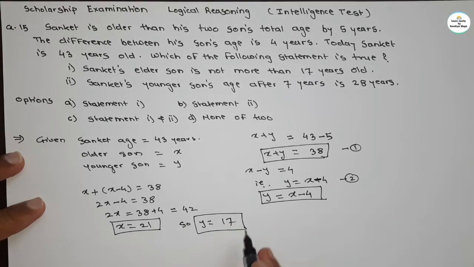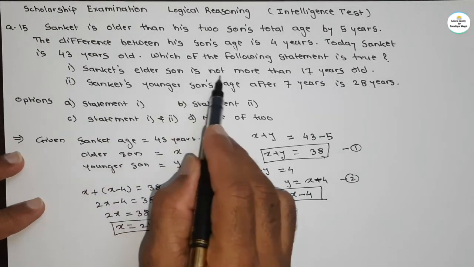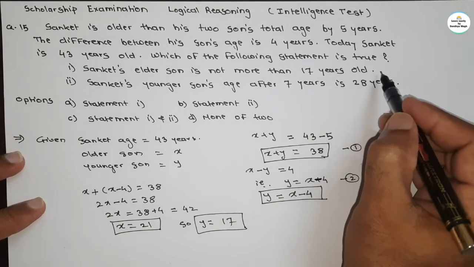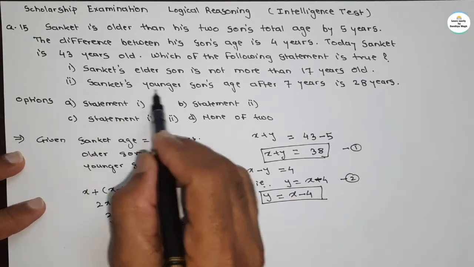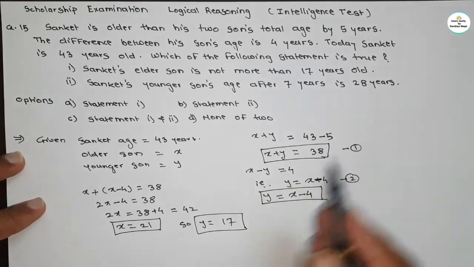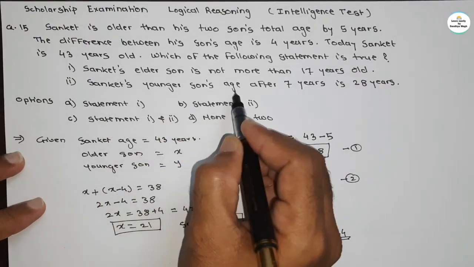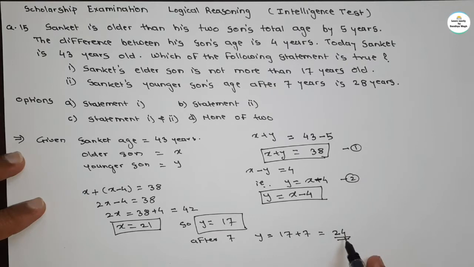So here we are getting the two values, means the age of older son is 21 years and younger son's age is 17 years. Now what are the statements? Sanket's elder son is not more than 17 years, but we are getting Sanket's older son's age as 21 years. Means this statement is false. Also see, second statement, Sanket's younger son's age after 7 years is 28 years. Younger son is 17 today. After 7 years, younger son will be 17 plus 7, that is 24. Here also the statement says 28, but this also is not true.